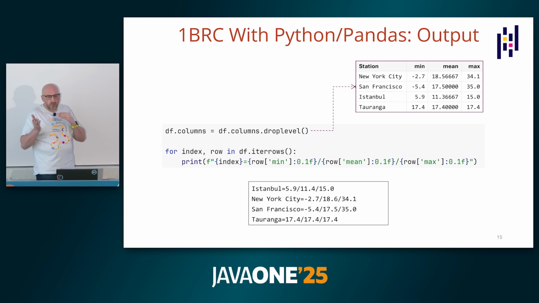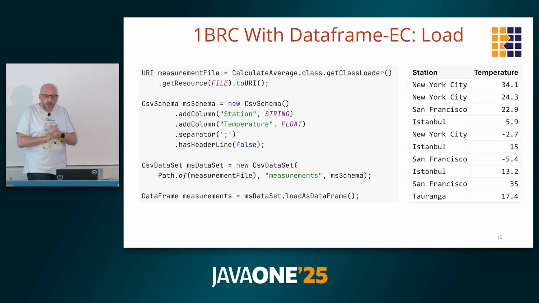Now let's move to JVM examples. We'll start with Dataframe-EC. Again, the code looks pretty straightforward. We describe the file layout. The file has two columns, one of type string, station, one of type float. The separator, there is no header. While it doesn't have named parameters, you have this builder pattern that achieves the same result. Then you create a dataset object that links together the physical location of the file and the schema, and you load that file based on the schema as a data frame, and here you have the data frame.